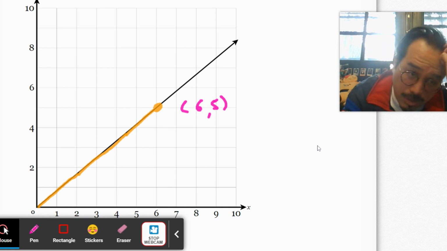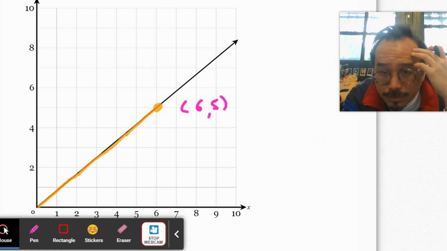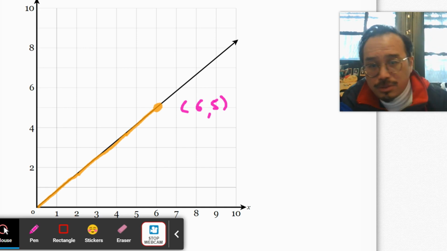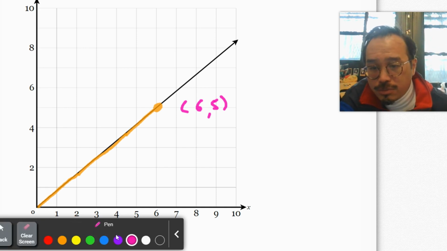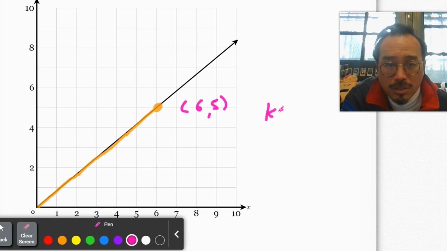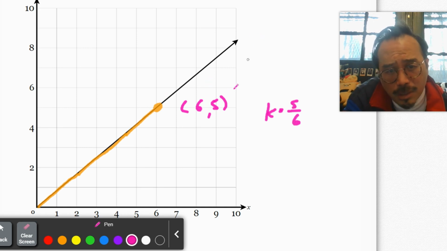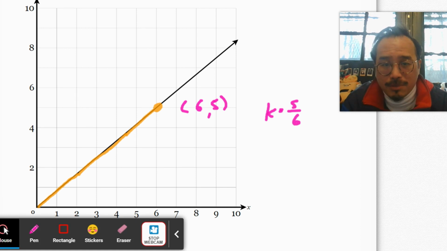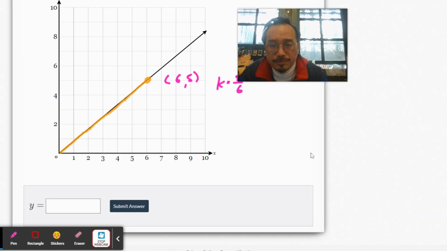We need the equation, right? Uh-oh. That's not a whole number, is it? Because x is 6, y is 5. So it's 5 over 6. So the unit rate is 5 over 6. Okay. I just want to see what. So k is 5 over 6. What does that mean? I think that means our answer is going to be a fraction. That's what that means. Let's zoom out a little bit.